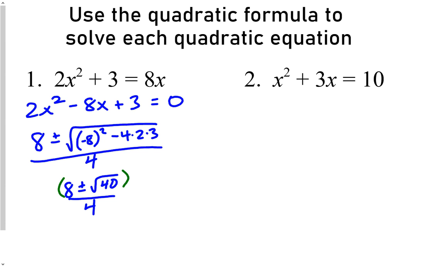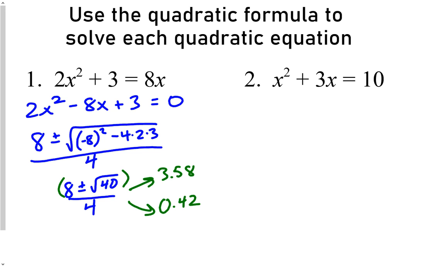But right now we can put this in the calculator. And we could do parentheses 8 plus root 40, and we will divide that by 4. And you get 3.58 is one of the answers. I'll round it to the nearest hundredth. And then the other one, just change 8 plus to 8 minus. And you have 0.42. Again, rounded to the nearest hundredth.